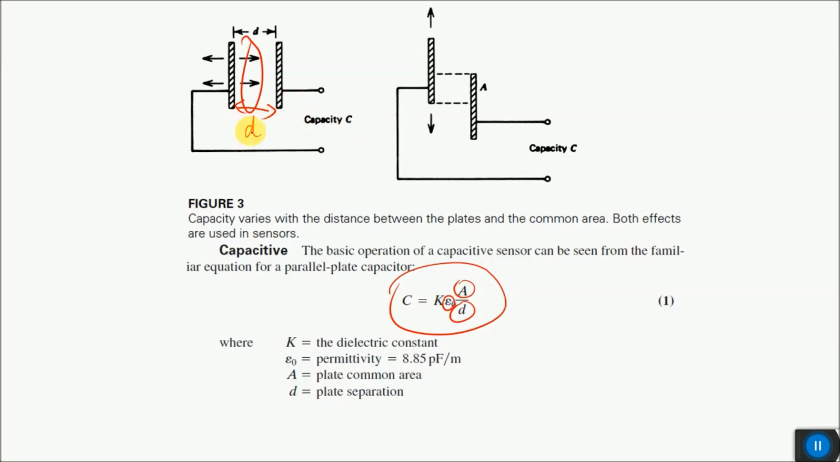In one case, we can find the direct displacement in the x direction by bringing these two plates closer or away from each other. In another case, we can find the lateral movement of these two plates, so the distance between these two plates will remain constant, while the overlapping area between these two plates will change. And if we have a change in area, we have a change in capacitance.